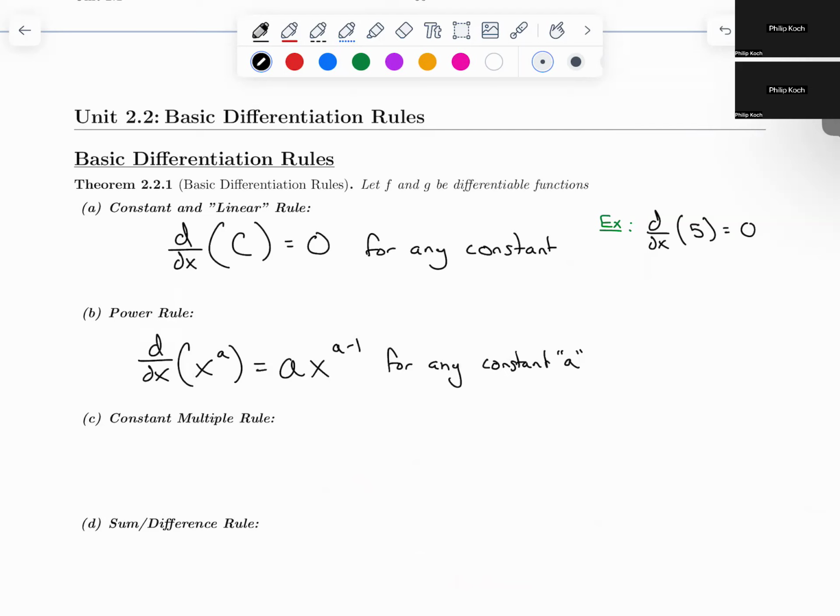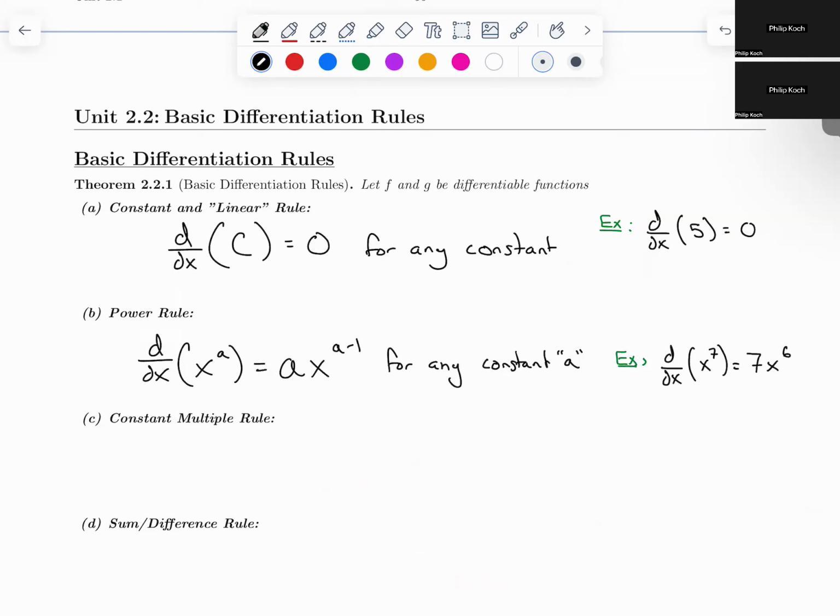So for example, the derivative, so d dx of x to the 7th is 7x to the 6th. Put the number out front and then reduce the power by 1. This only works for constants though.